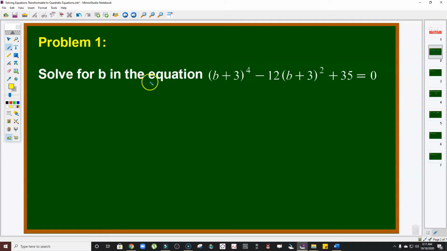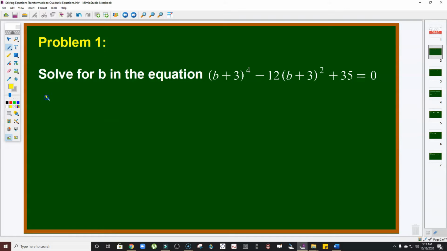Problem number 1, solve for b in the equation (b plus 3) raised to 4 minus 12 times (b plus 3) squared plus 35 equals 0. Okay, so obviously if you're going to expand it, you're going to end up with a 4th degree equation, 4th degree because the highest exponent is 4. Now, but notice, by examining it, b plus 3 appears in both terms.